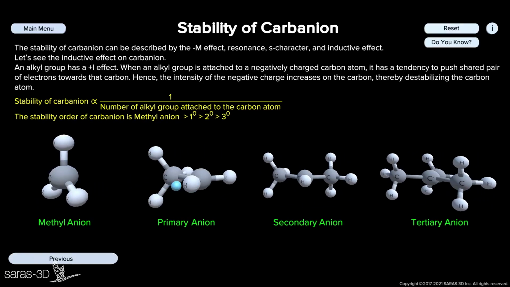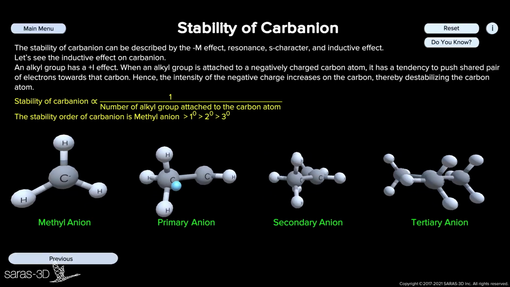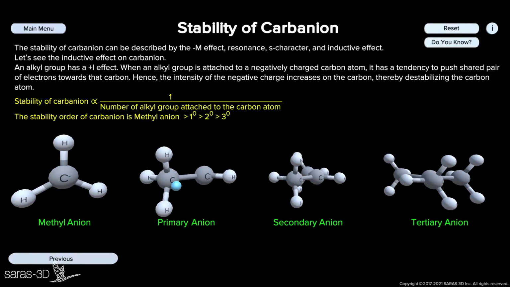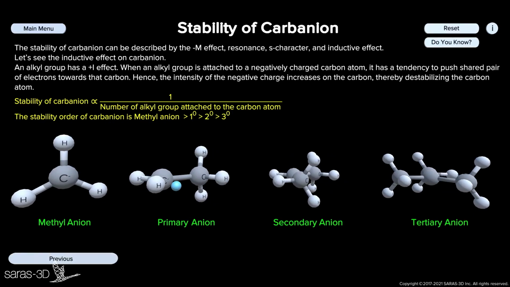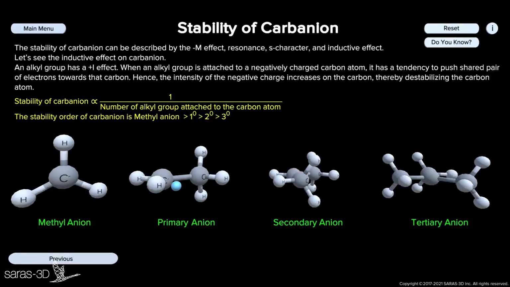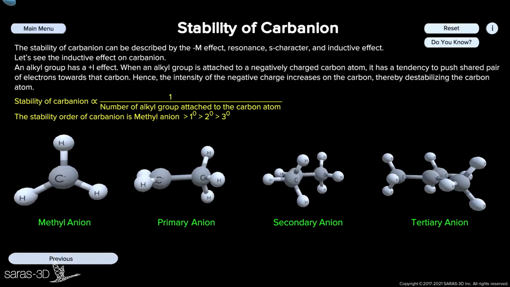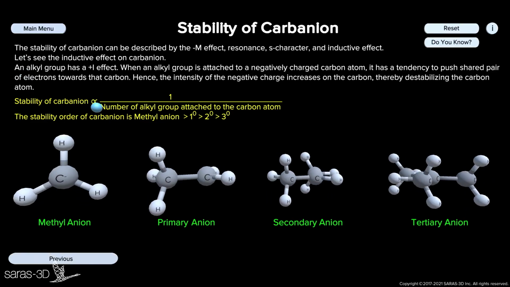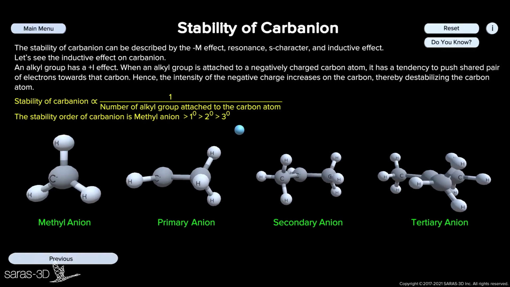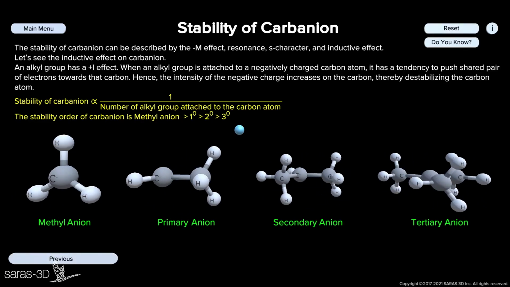The intensity of the negative charge is going to increase on the carbon atom. Why? Because the alkyl group is giving away electrons to that negatively charged carbon atom. So the intensity of the negative charge is of course going to increase. And in that case, the carbon atom is going to get destabilized, because it cannot hold that much of a negative charge. It wants to get stabilized, but the alkyl group is pushing more electrons to that already negatively charged carbon atom. So we can say that the stability of a carbanion is inversely proportional to the number of alkyl groups attached to the carbon atom. Because the more alkyl groups, the lesser the stability of the carbanion. So there is an inverse relationship between these two.